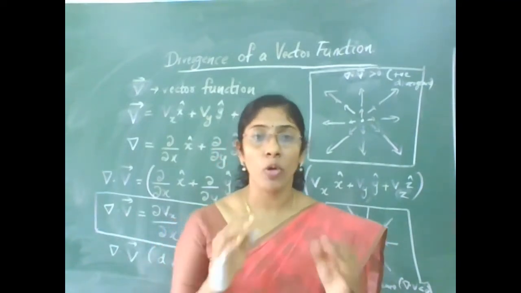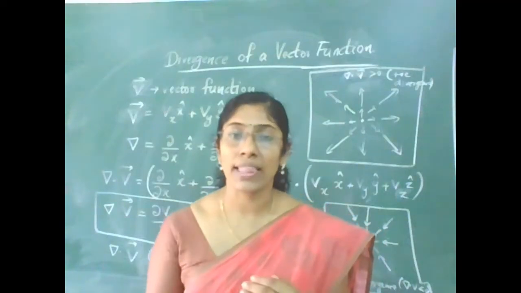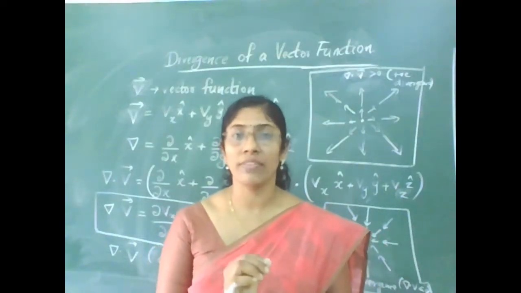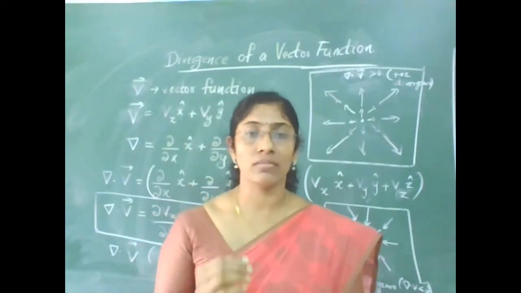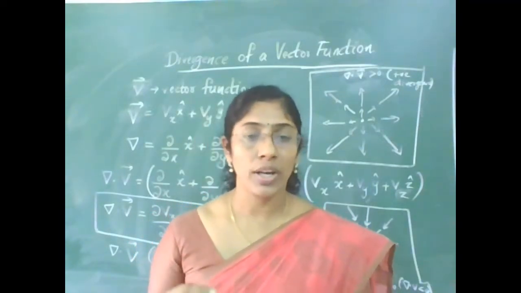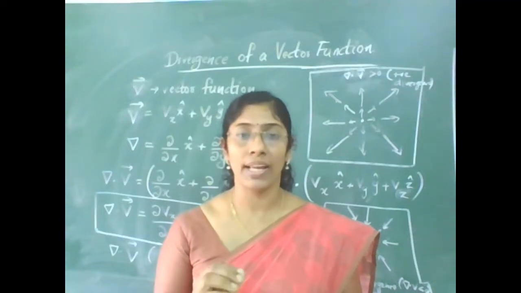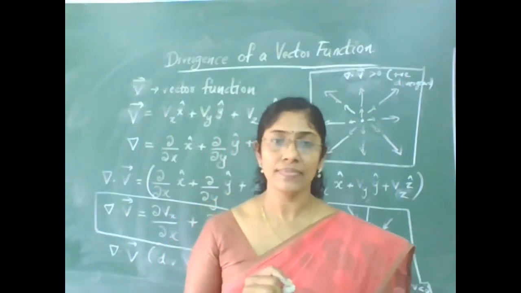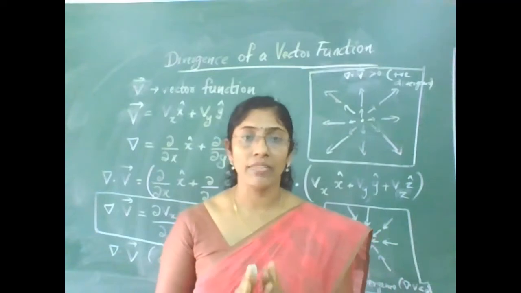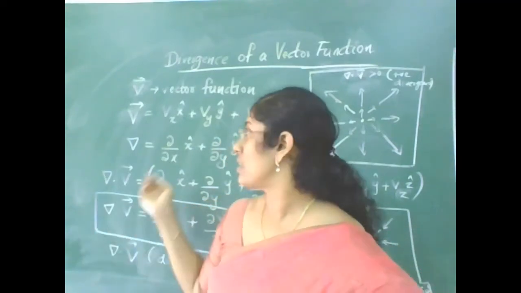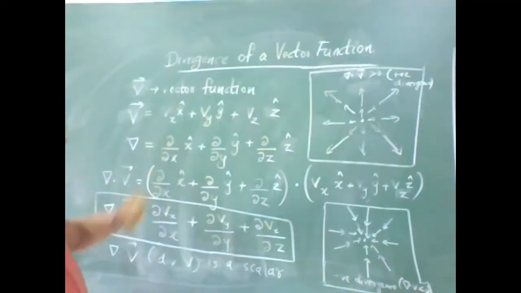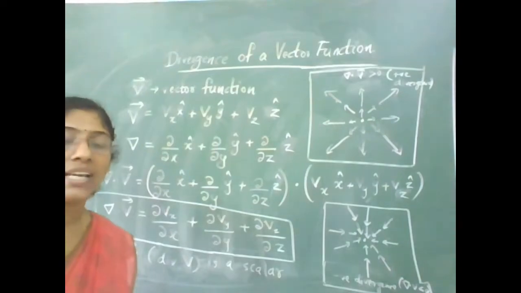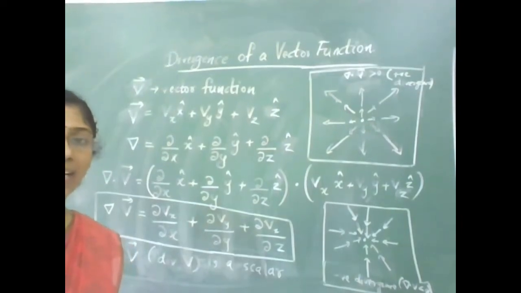So, here I am going to explain the mathematical formulation of divergence of a vector function. I am following the reference text Introduction to Electrodynamics by David J. Griffiths. So, divergence. The operator divergence can be expressed as del dot V.